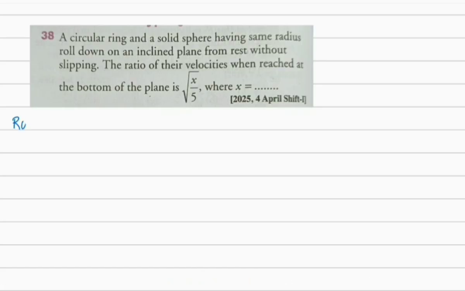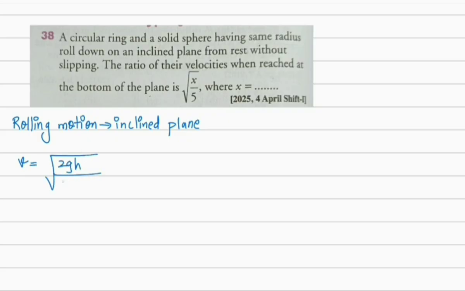So this is related to rolling motion, right, on an inclined plane. Now the formula for velocity in this situation will be v is equal to under root of 2gh divided by 1 plus k square by r square, correct? What is k? Let me remind you, k is the radius of gyration, right? Now I saw there are two different structures out there. One is a circular ring and another is a solid sphere.